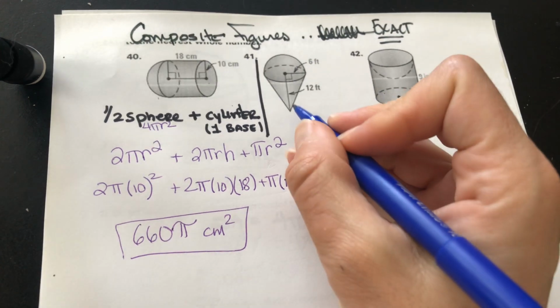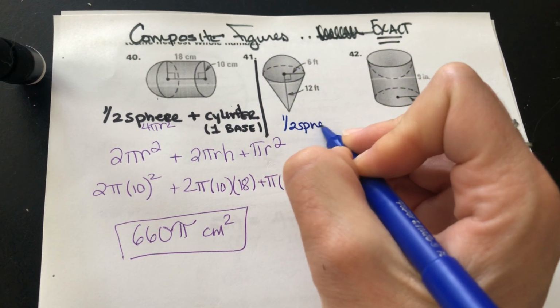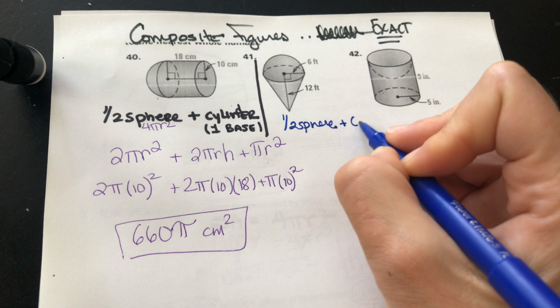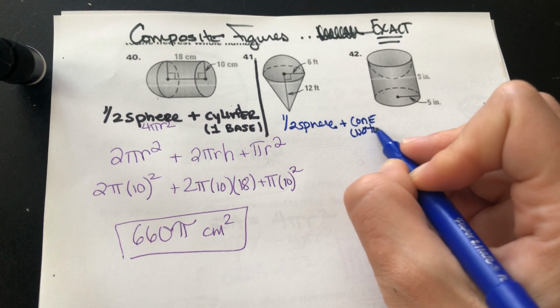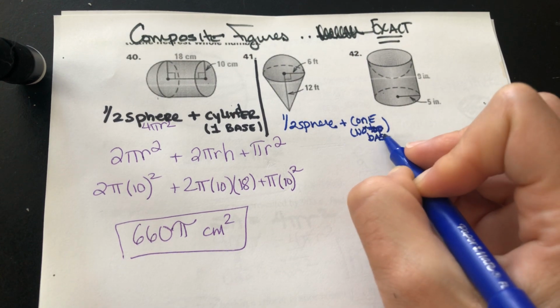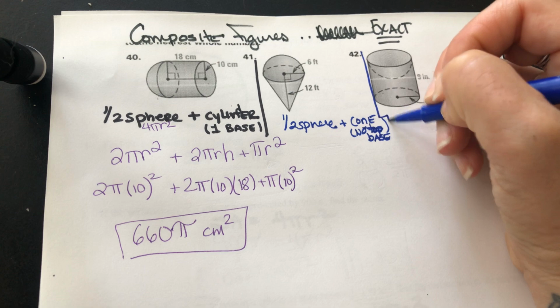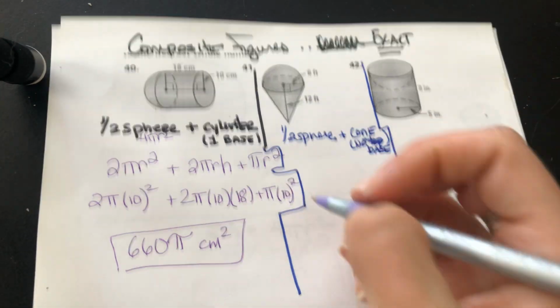So the same thing we have here. Let's write what we have. This top, we have half a sphere, an actual half a sphere. Plus, you have a cone. We can say no base, because if you remember, for surface area you're usually supposed to include your bases. Okay, here we go again.